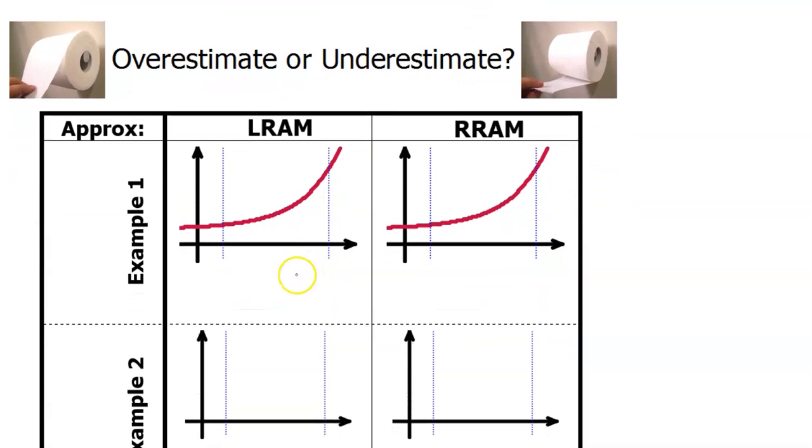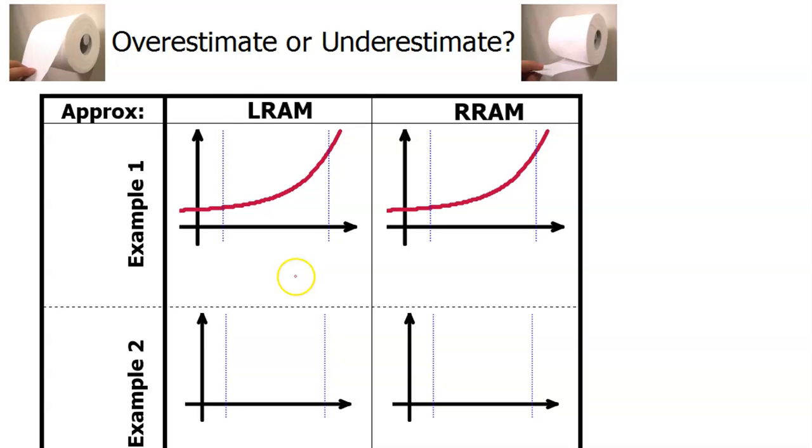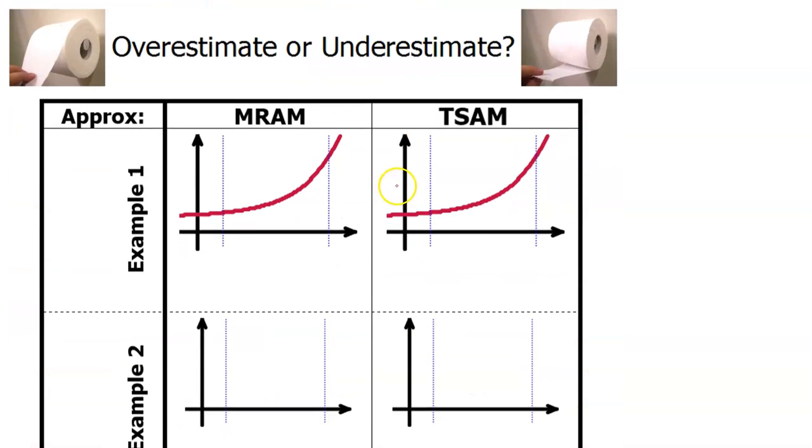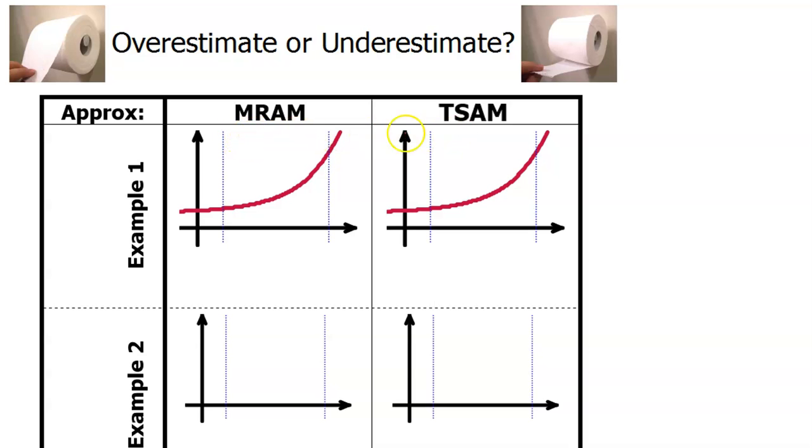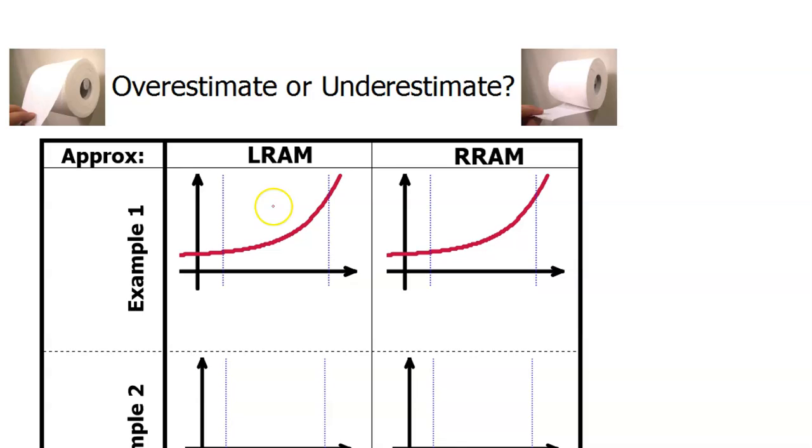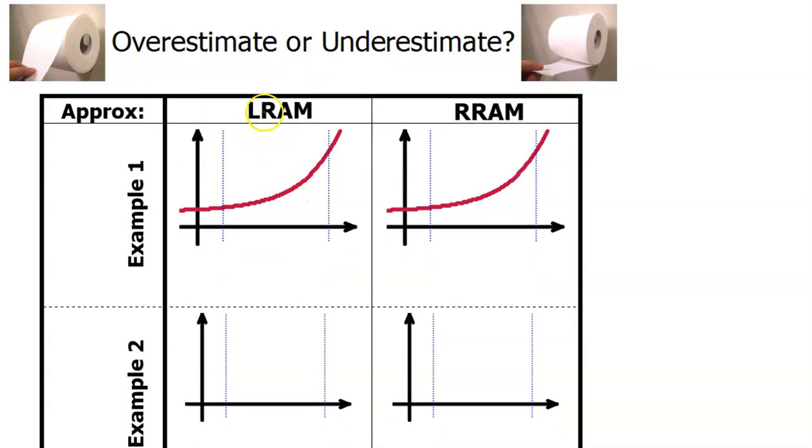So let's talk more about whether or not we're getting an overestimate or an underestimate. You'll notice that I'm pairing these methods together. LRAM and RRAM sort of go together, and then MRAM and TSAM go together. So here's the thing that I need you to memorize. For LRAM and RRAM, left rectangle, right rectangle, what matters is whether the function is increasing or decreasing. That's what matters.